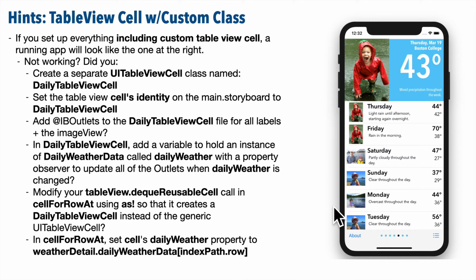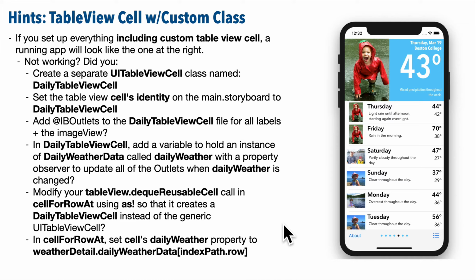In DailyTableViewCell, did you add a variable to hold an instance of daily weather data and call it dailyWeather, with a property observer to update all of the IB outlets when the dailyWeather value is changed? Did you modify your tableView dequeueReusableCell call in cellForRowAt with the as! at the end so that it creates a DailyTableViewCell instead of a UITableViewCell? And again, you can look back to see how you did this in your to-do list application. You're going to do the same thing here, but make sure that you name it with as! DailyTableViewCell, because that's the name of the new custom cell you have in this app.